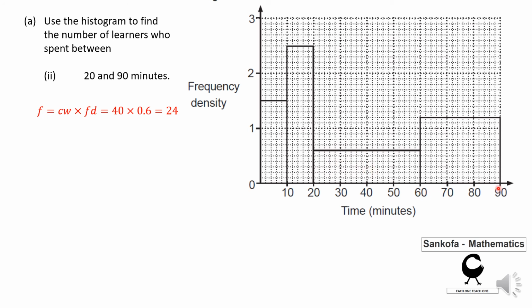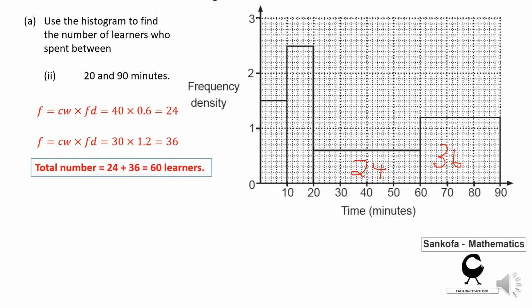And then if you take the 90 minus 60, that's 30 times, that's 1.2. So 30 times 1.2 is 36. So this little rectangle here is 36. And this one here is 24. So when you sum that up, you should get the total number of learners, which is 60 learners who spent between 20 minutes and 90 minutes talking on their phones.